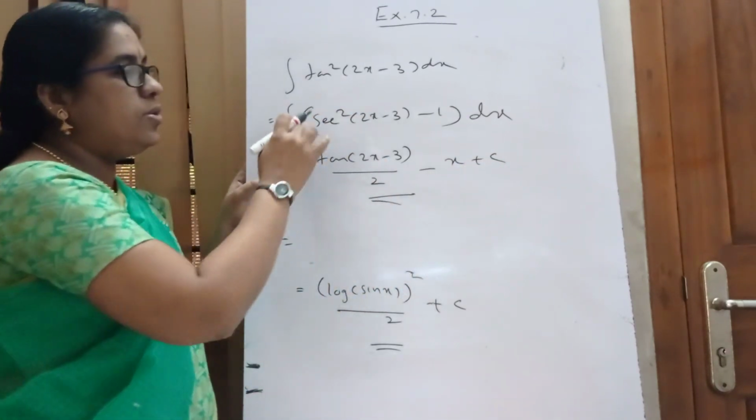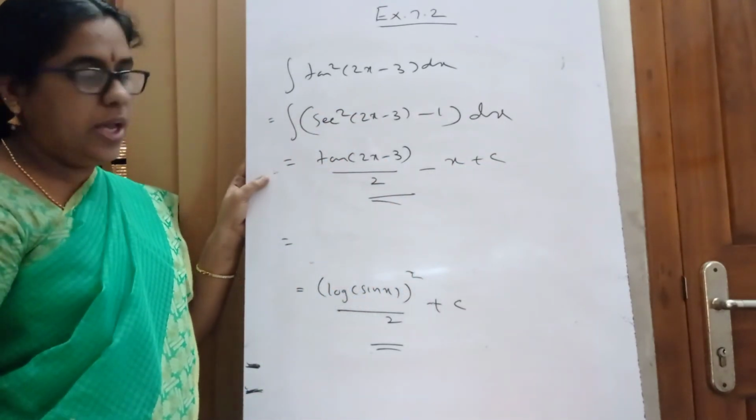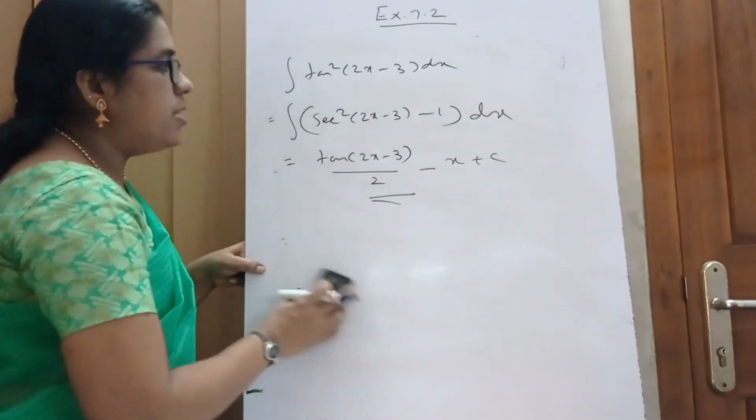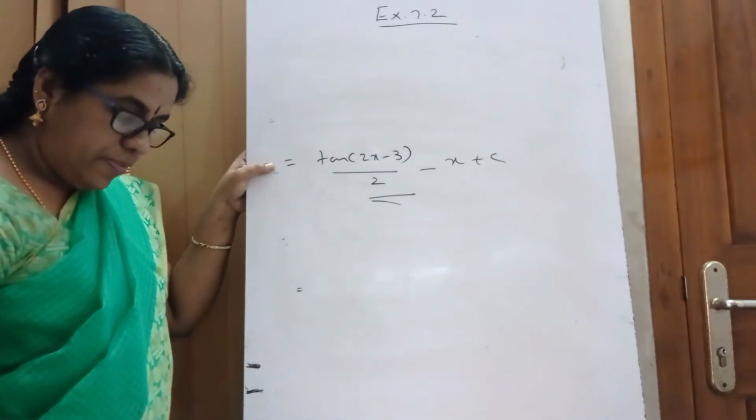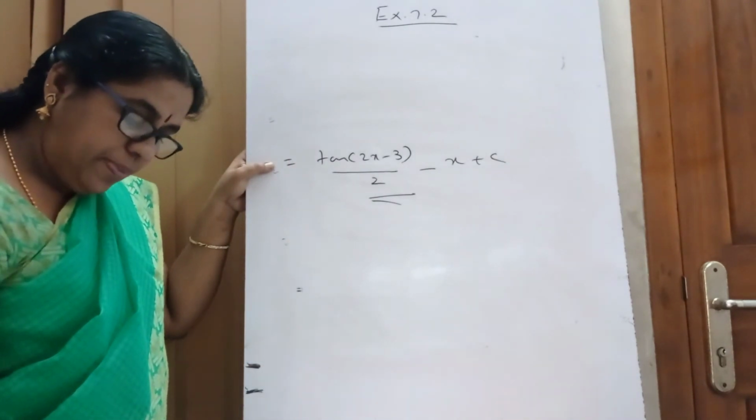So convert into the form sec square theta minus 1, then integrate. A simple question. Next, another one is also a very simple question.